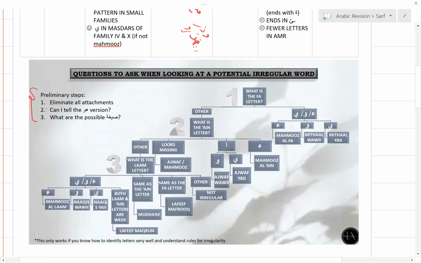That's very important. Now, this is not going to work for all words. I need to make that disclaimer. It's not going to work for all words. It's going to work for the most part. And I'm going to show you how.